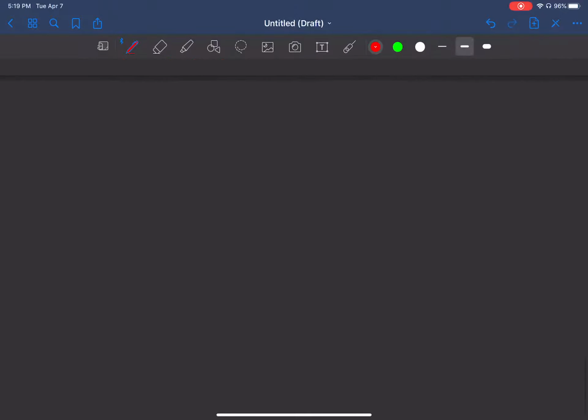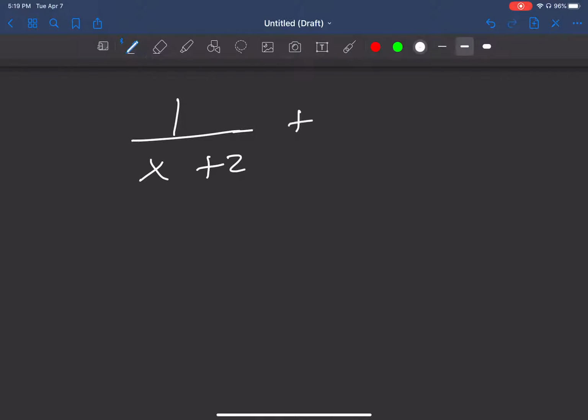So now you can do this with variables too. You can do this with x's, x squareds, x plus 1s, whatever you want to do. And in fact, we're going to do one right now. So you have 1 over x plus 2 plus 2 over x minus 2, right?